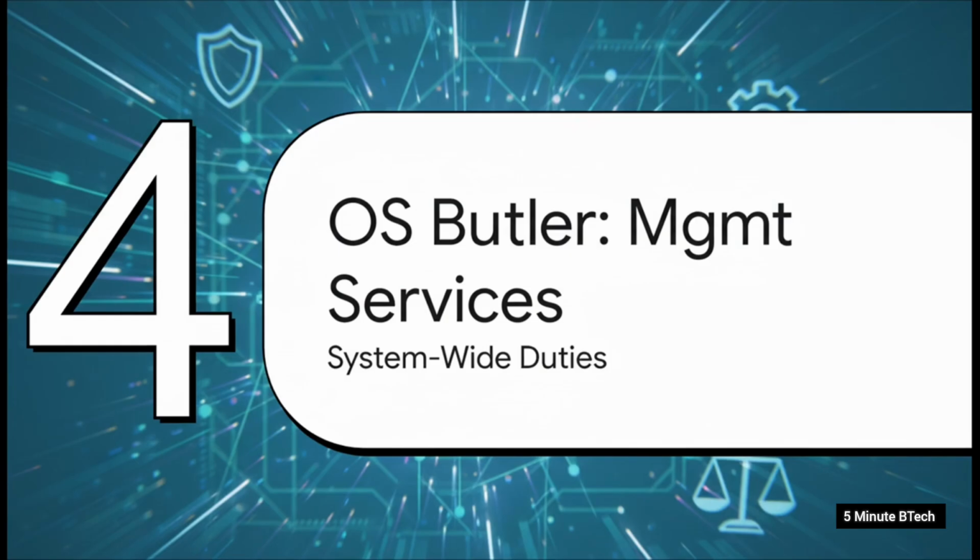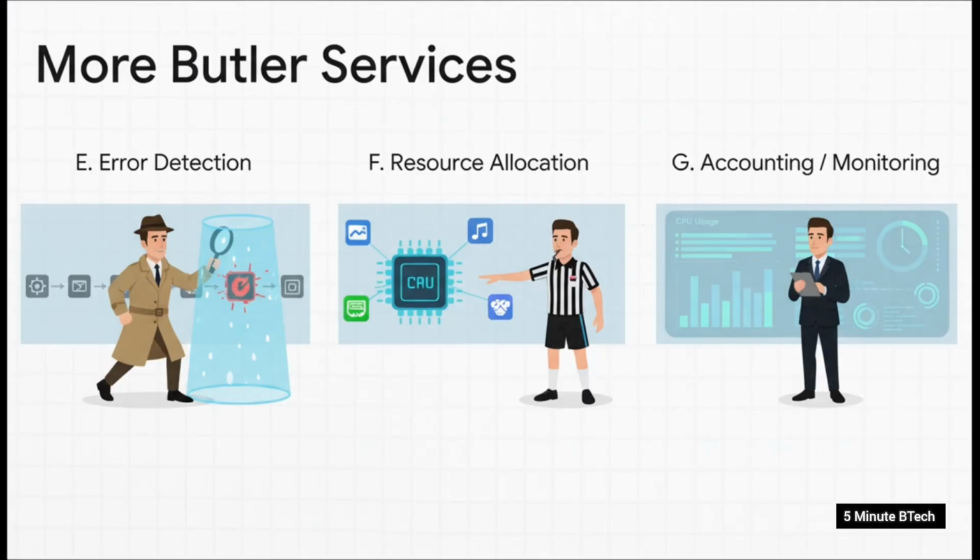So those were the core services that help individual programs, but the OS butler also has this whole other set of duties, managing the entire system to keep it running smoothly, fairly, and securely for everybody. These are the crucial jobs happening in the background. The OS is always on the lookout for errors. It's also the ultimate referee, deciding which of the dozens of running programs gets to use the CPU at any given millisecond. And it keeps track of everything, which is really useful for monitoring how the system is performing.